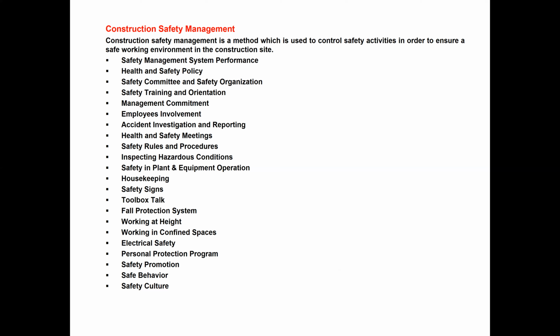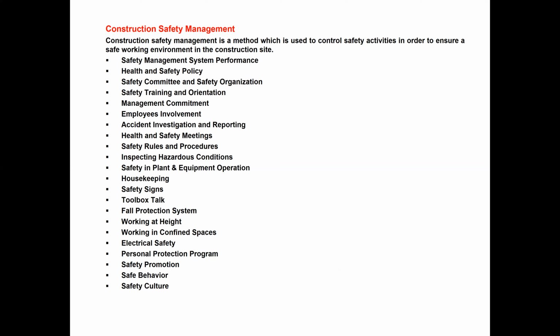Then we should inspect hazardous conditions if there are hazards. Engineers should check and monitor those hazards. And we should ensure that the plant and equipment operations are safe. All the equipment, even the slings, the buckets, or the hooks.